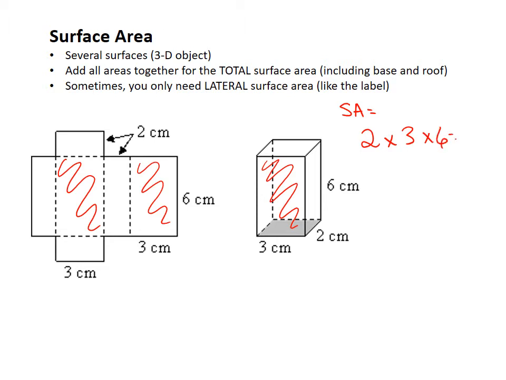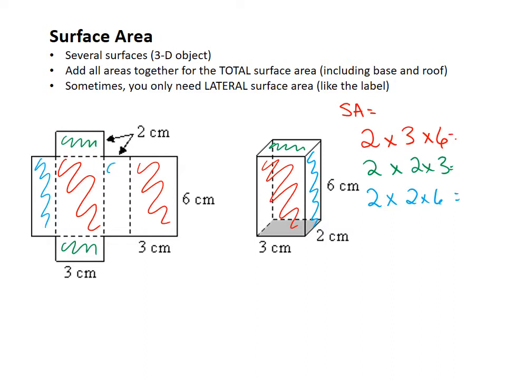And then we have the top, which is this guy, which is 2 by 3, and there are 2 of those. So we have 2 times 2 times 3. Okay. Then we have this side, which is this guy, and that is 6 by 2. And of course there are 2 of them. Okay. And so surface area is just a matter of adding up all of those different values.